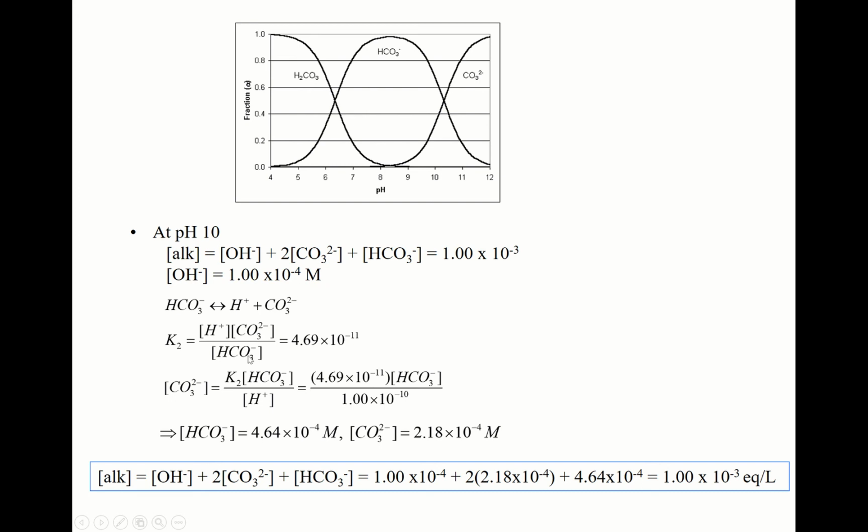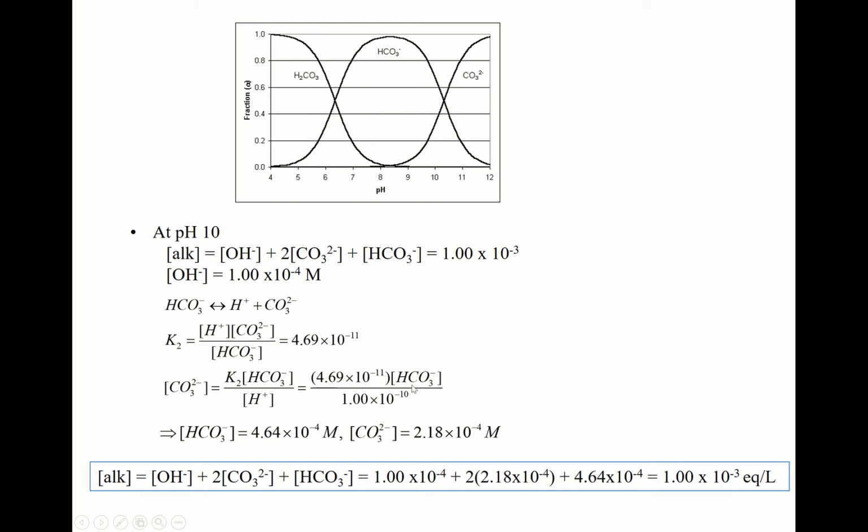And from K2, look at that, at pH 10 the carbonic acid form is negligible, so we only consider bicarbonate and carbonate. The equilibrium is given by this equation, and K2 is already known. People already obtained this K2, 4.69 times 10 to the minus 11. And here the carbonate concentration is given by this equation. The proton concentration is already given because the pH is fixed, and K2 is given here.